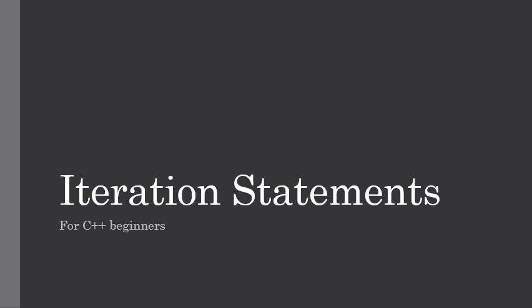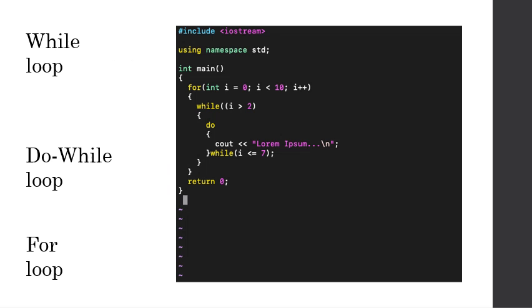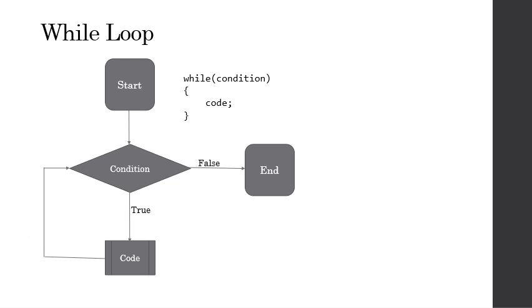When programming in C++, it is important to understand what an iteration statement is and how to use them. In this presentation, I will discuss three types of iteration statements and how they work. First, let's define what an iteration statement is. An iteration statement is a loop that runs based on a set condition. The three types of iteration statements I will explain are while loops, do-while loops, and for loops.